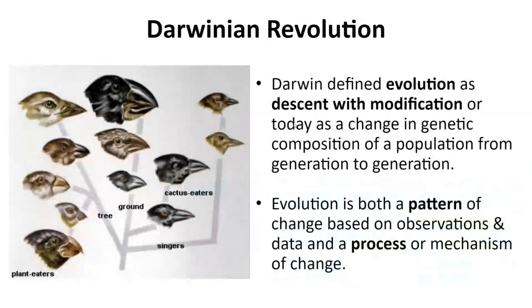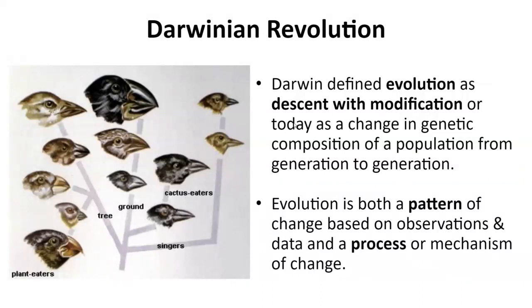So, the mechanism that Darwin proposed, he called it descent with modification, essentially meaning that these changes, these random occurrences, they don't matter unless those genes are also passed on into the gene pool or into the next generation. So, for instance, Darwin's finches.